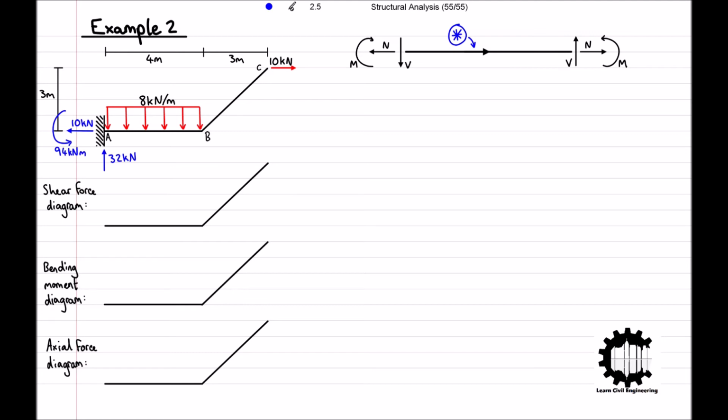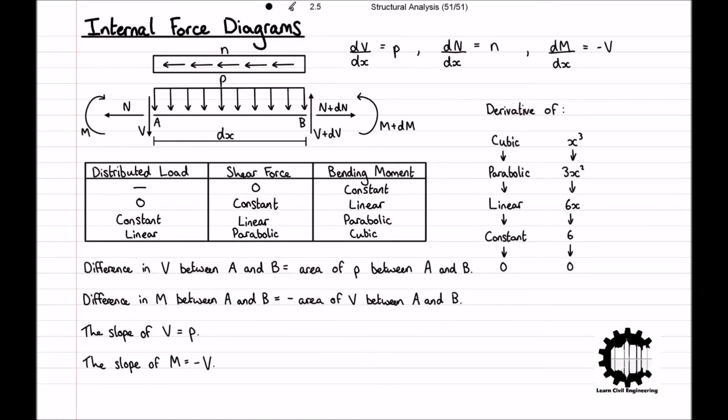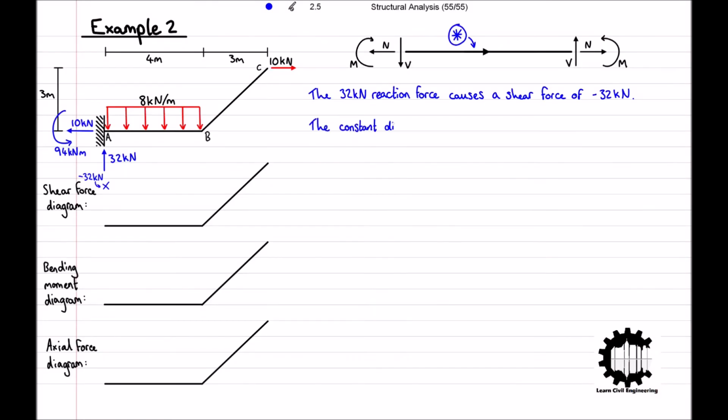Referencing our starred diagram, we can see that at the left end of the bar, positive shear forces act downwards, and so the reaction force of 32 kilonewtons causes a shear force of negative 32 kilonewtons. Now, moving along the bar from left to right, we only have a uniformly distributed load, or in other words, a constant distributed load. From our table previously, we know that if the distributed load is constant, the shear force will be linear, and the change in shear force is equal to the area of the distributed load.